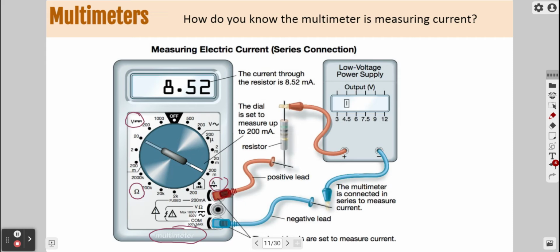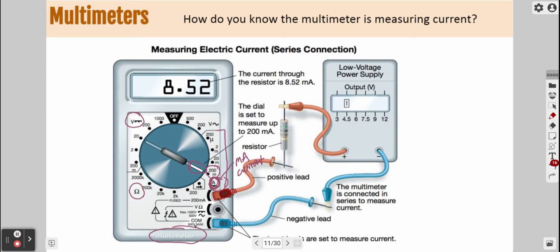So you need to make sure, first off, you're setting it up correctly when you're measuring and knowing what you're measuring. So in this case, this dial, this white end of the dial, that's what it's pointing to. And over here, you can see this whole section here is amps. So if you've got it pointed here, 200 milliamps, that means you're measuring in milliamps, which is current. Right? So amps are current.